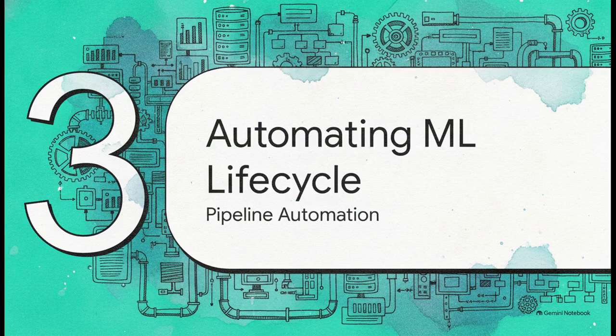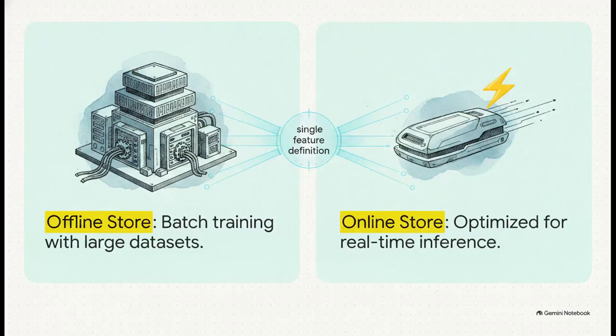All right, moving on to Section 3, automating the ML lifecycle. A massive part of automation really comes down to how you handle your data features. In a dual storage architecture for feature stores, you essentially have 2 sides. First, the offline store, kind of like your data warehouse. This is optimized for heavy batch training with massive historical data sets. On the flip side, you have the online store, something like Redis, which is purely optimized for sub-millisecond real-time inference.